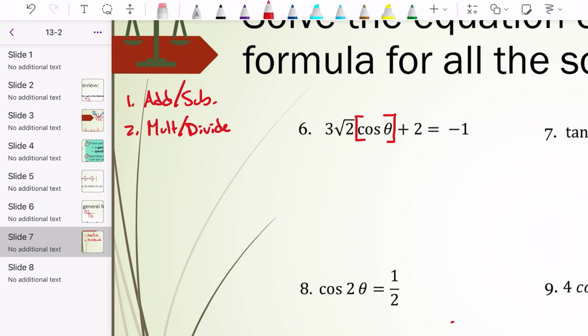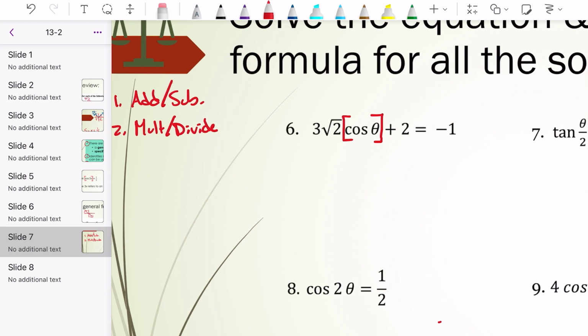So let's take a look at number 6. In this case, our first step is going to be to move the positive 2 to the right-hand side. We would have 3 square root of 2 cosine theta is equal to negative 3. We're going to divide by 3 square root of 2, which leaves us with cosine theta is equal to negative 3 over 3 square root of 2. This simplifies to negative 1 over square root of 2. Once it's rationalized, it would turn into a negative square root of 2 over 2.